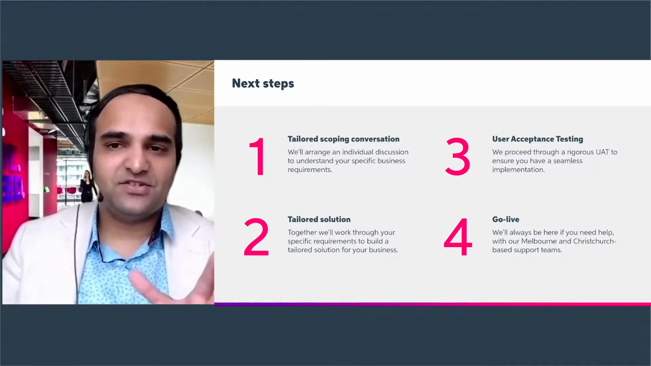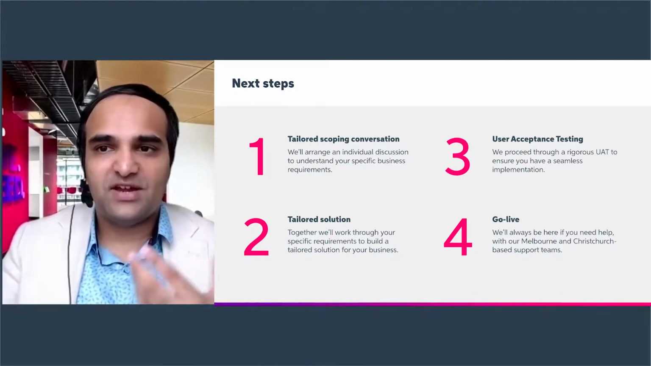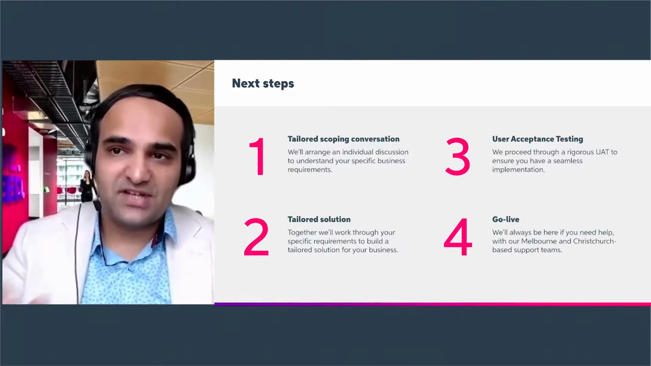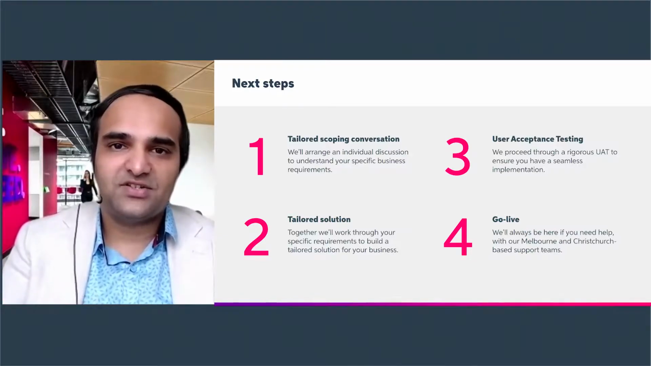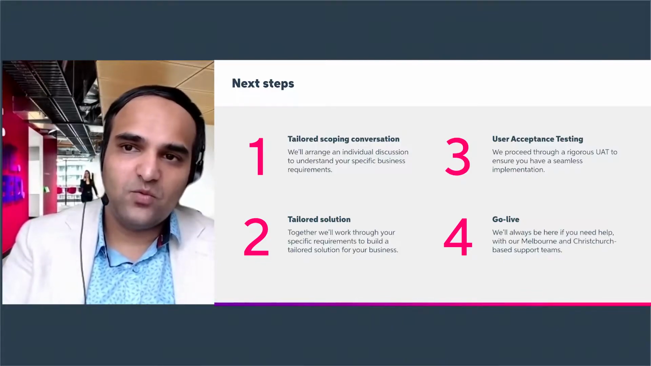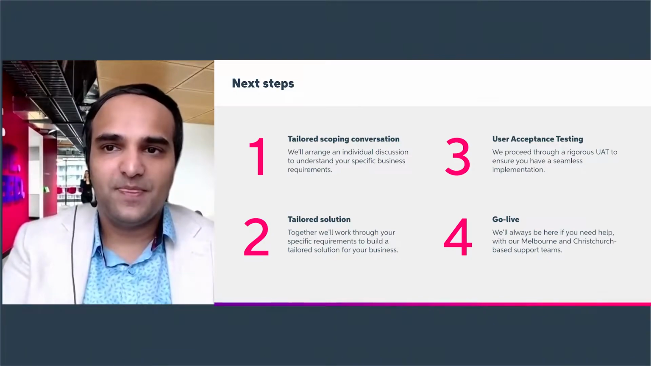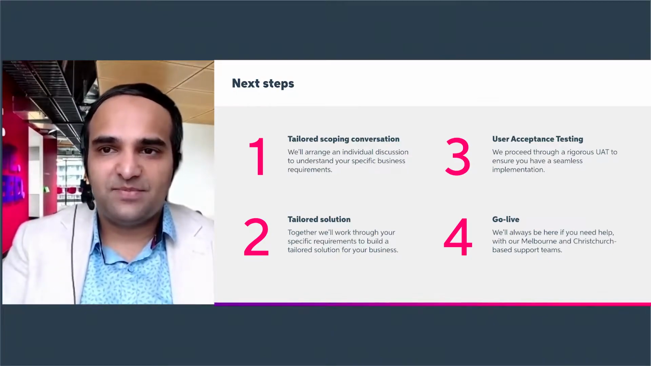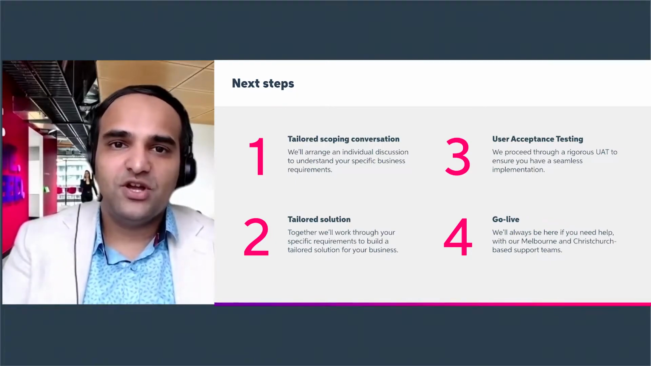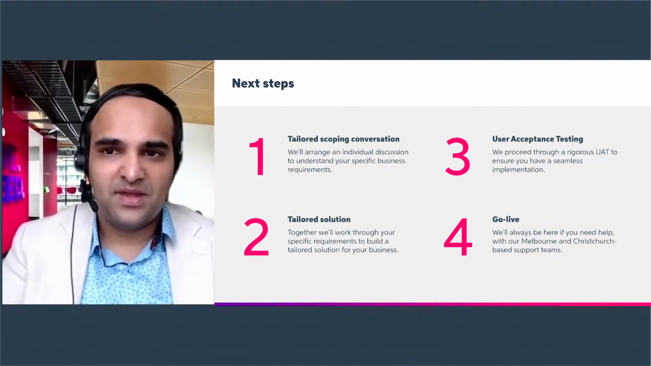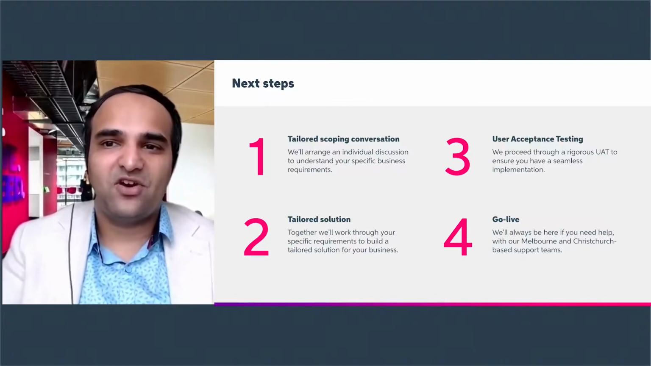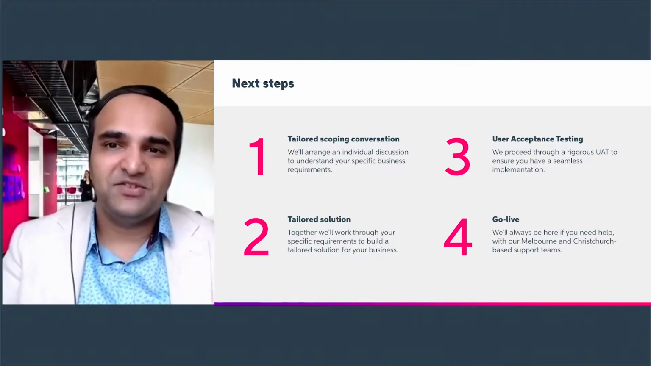So what's involved there is a scoping conversation. We understand that no two businesses are ever perfectly alike, so we'll have a tailored scoping conversation to understand your unique requirements. Then there's the build process involved, where together we'll work through your specific build. We'll then run through user acceptance testing. So we proceed through a rigorous UAT to ensure you have a seamless implementation. And finally, we'll always be there if you need help with our Melbourne and Christchurch-based support team once you've gone live.